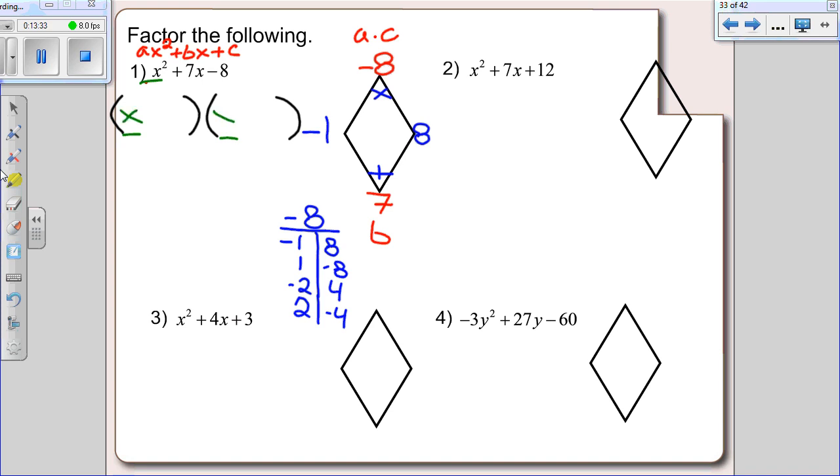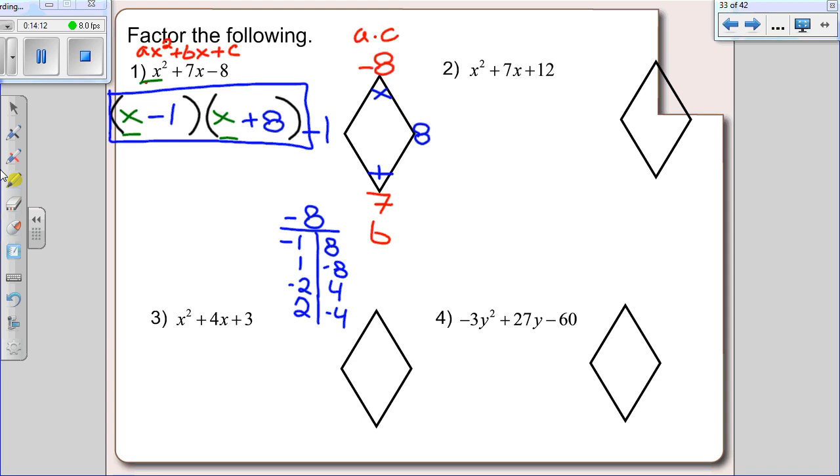Now I need to figure out what the next 2 things are in my binomials. They come from where? The numbers in my diamonds. -1, +8. That is my factored answer. I took a trinomial, I turned it into 2 binomials multiplied together. If you're not sure if you did it right, you could multiply your binomials together, and it should give you your original question. Anybody have any questions about the diamond method?